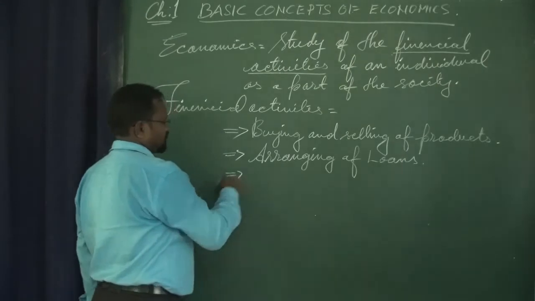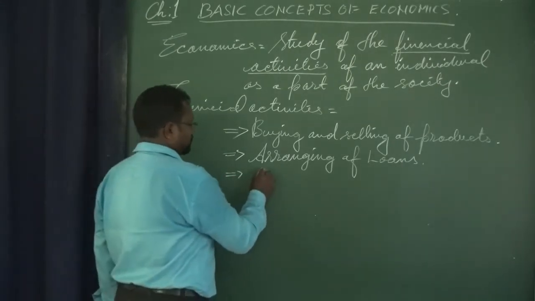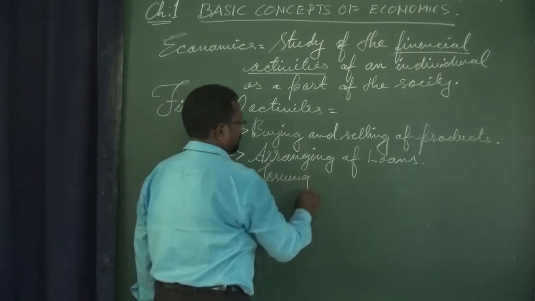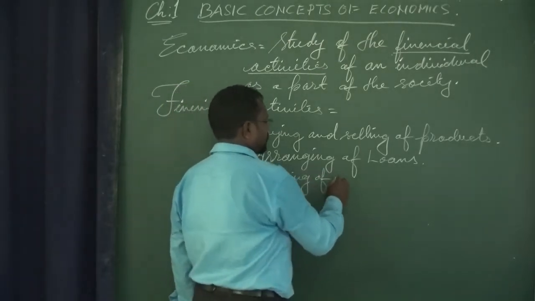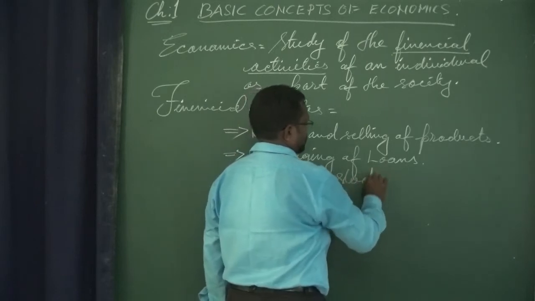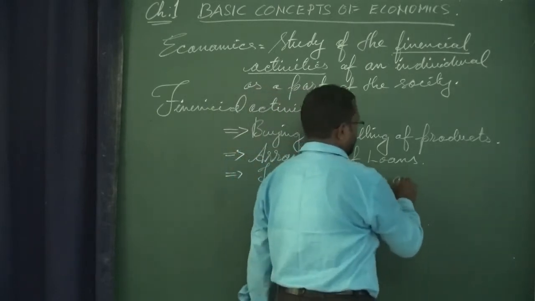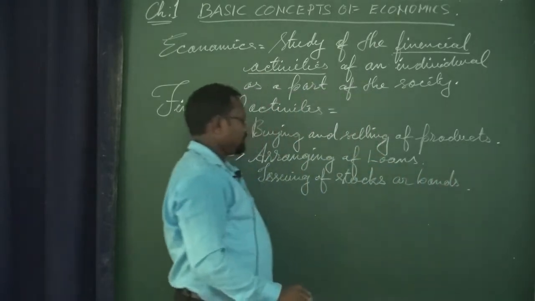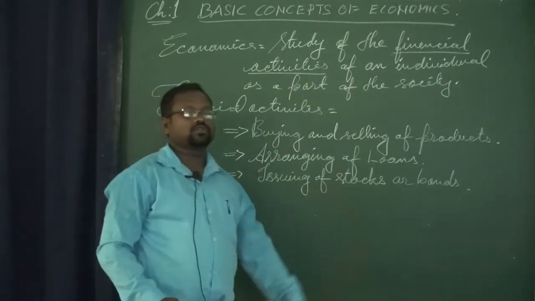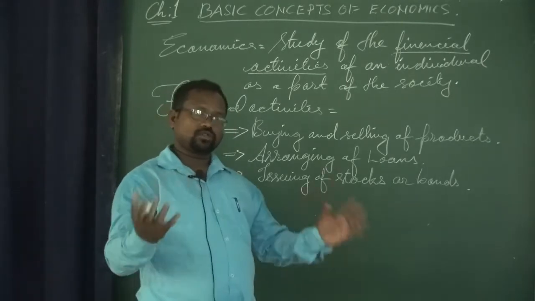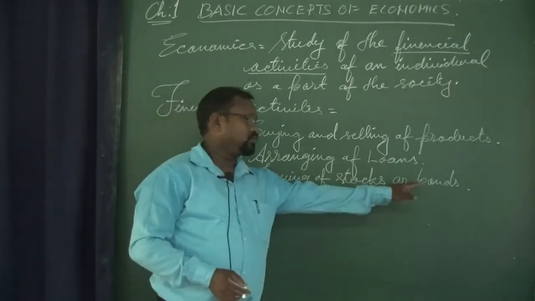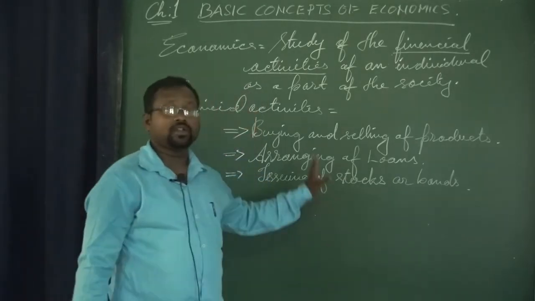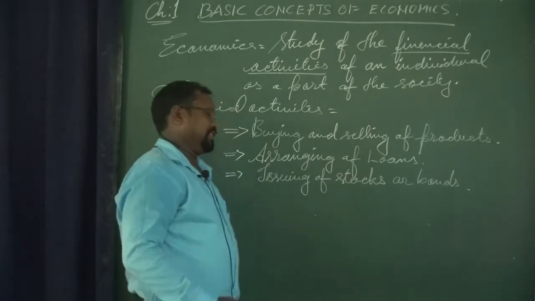Thirdly, issuing of stocks or bonds. The third activity is issuing of stocks. How many stocks are needed, or with whom to make the bonds, the relationship. So this also comes under financial activities.